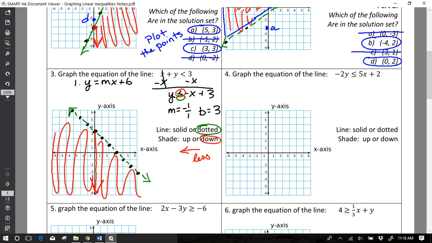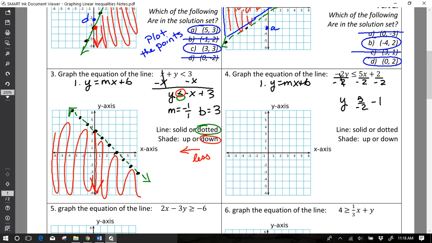Let's take a look at example number 4. So I need to put it into slope-intercept form. Okay, so let's do that. Divide everything by this -2. So I get y, 5 over -2, and then -1. And then my inequality right here.